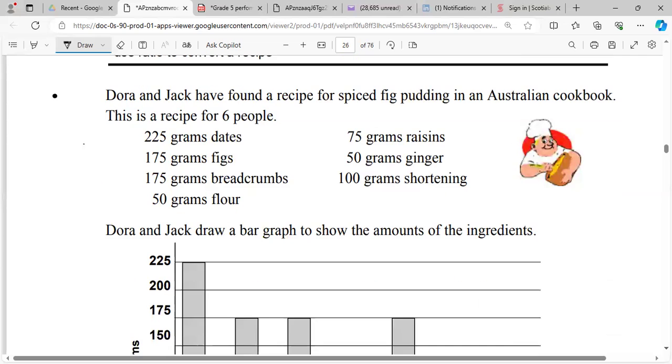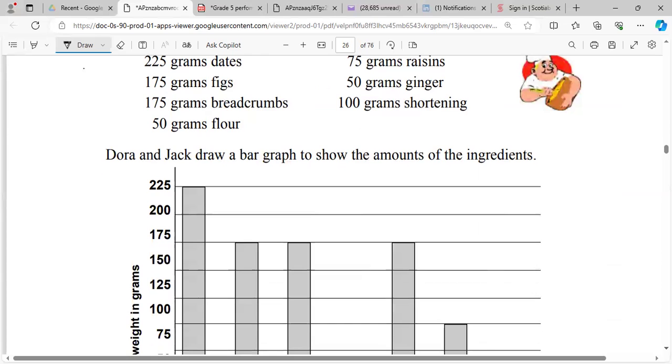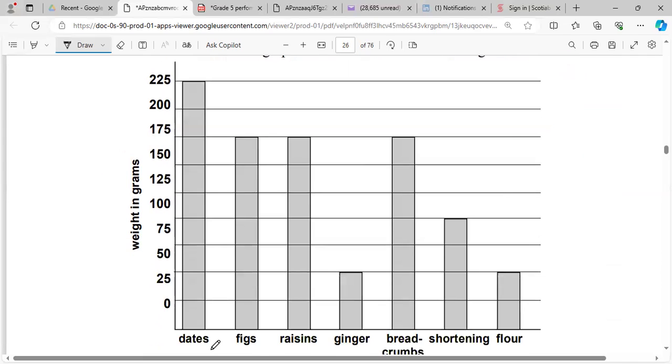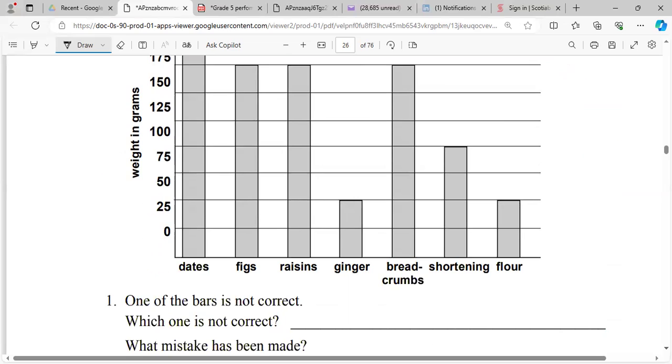Alright, let's go. Dora and Jack draw a bar graph to show the amount of ingredients. So here we have the wheat, the dates, the figs, the raisin, the ginger, the shortening, and the flour. Let's see what the first task is. It says one of the bars is not correct. Which one is not correct? What mistake has been made?